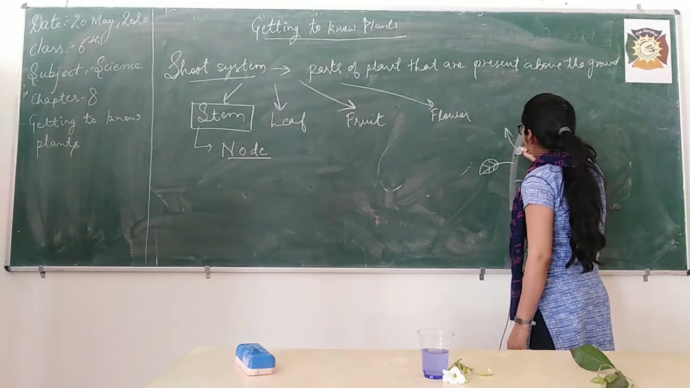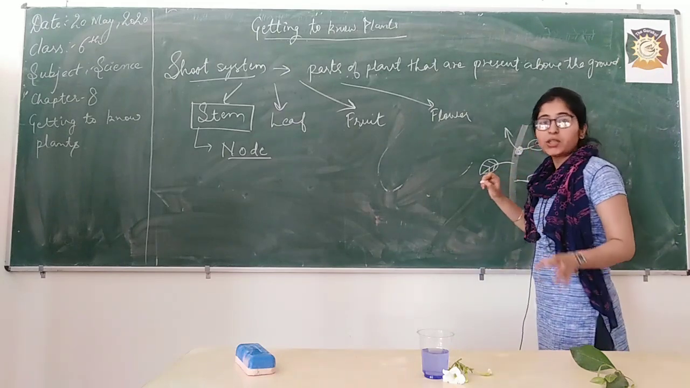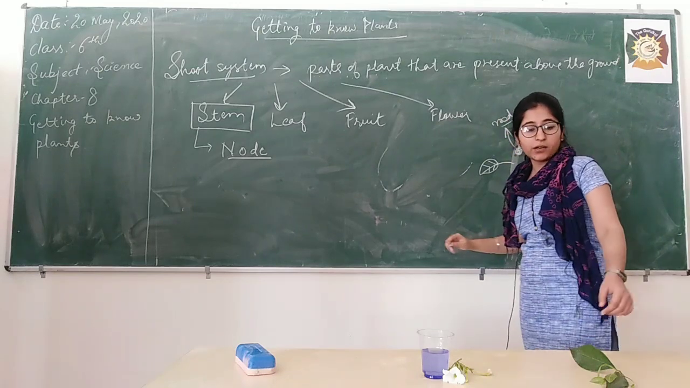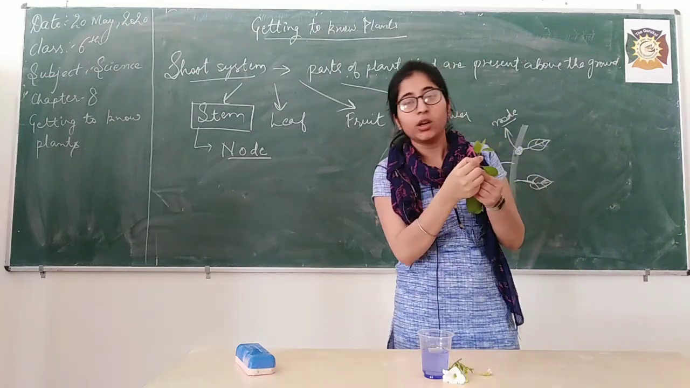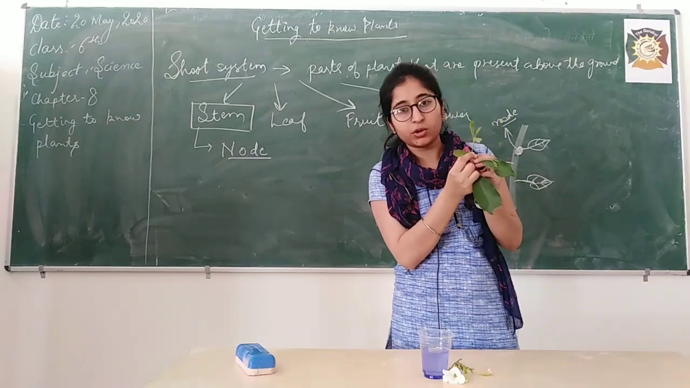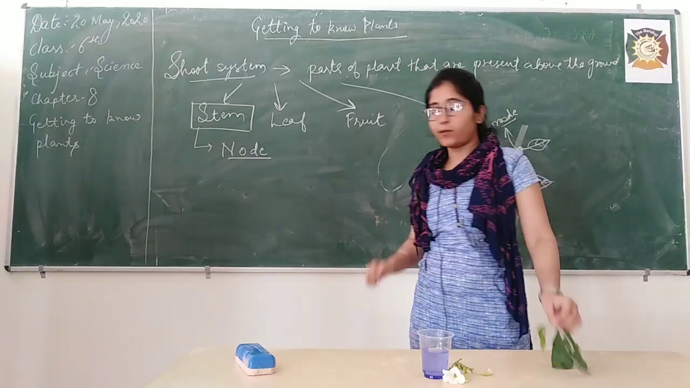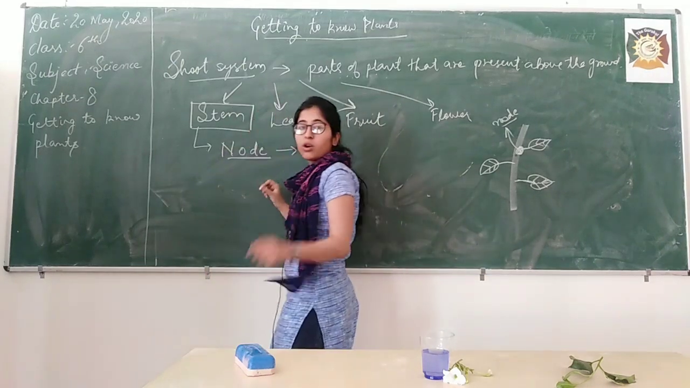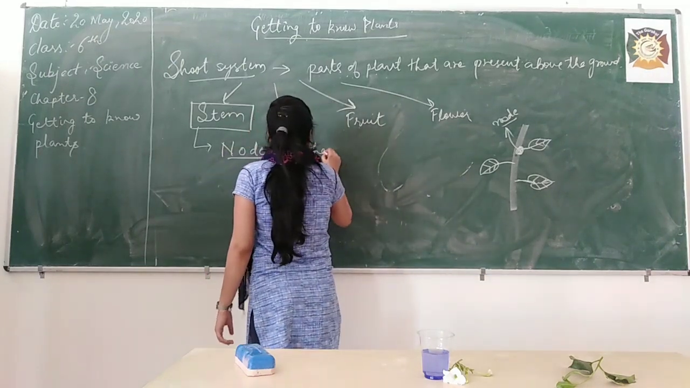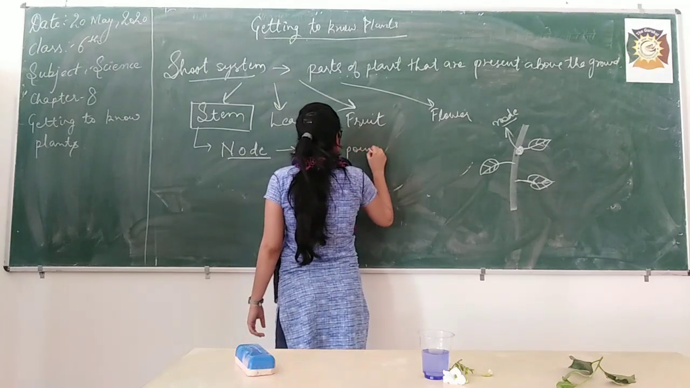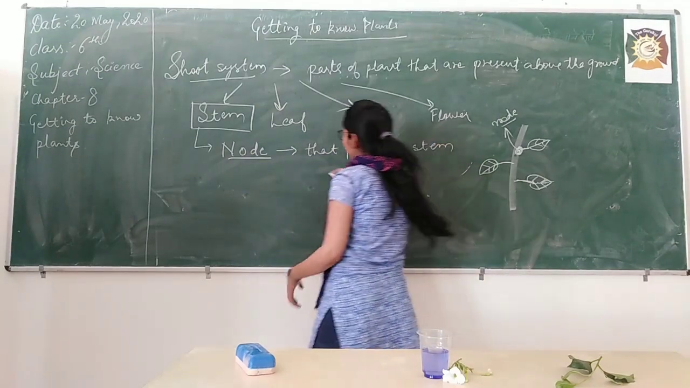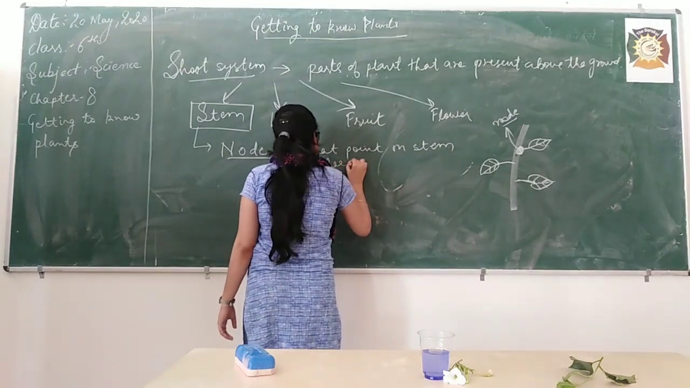So what is this point called? This point has a special name. It is called the node, right? I have shown you here also. This is the node. This is another node, right? So what is the node? The node is the point on the stem where the leaf is arising.